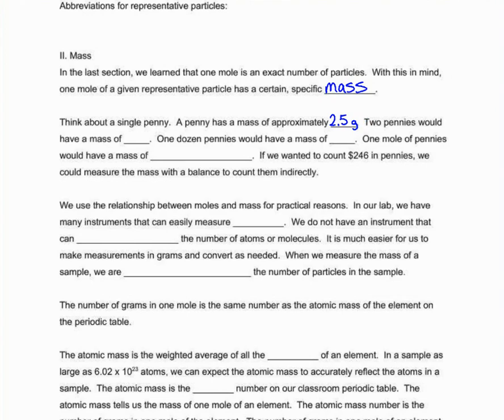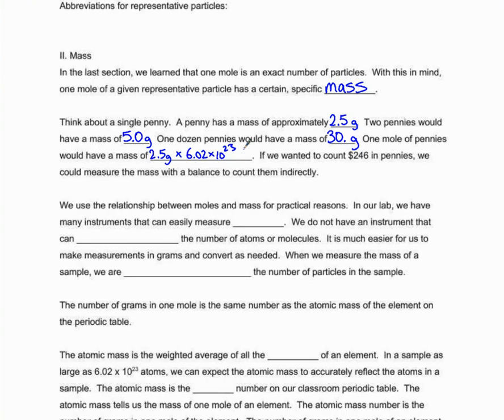If you put a second penny, you would probably find a mass of 5.0 grams. A dozen pennies would have a mass of 2.5 times 12, which is 30 grams. One mole of pennies would also have a very specific mass. That would be 2.5 grams times this number of pennies.